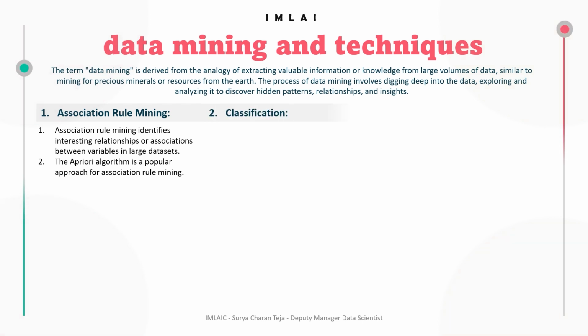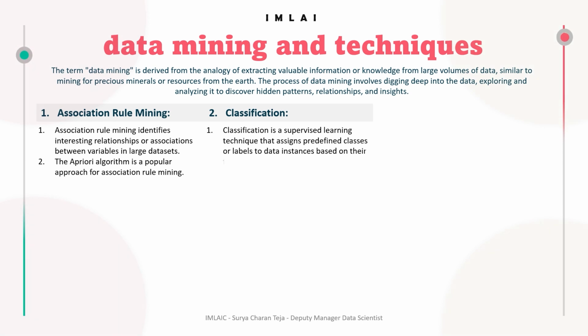Then the second technique, or the second task that we can do here, is classification. In machine learning, classification is a supervised learning technique that assigns predefined classes or labels to data instances based on their features. It builds a model using a training data set with labeled examples and then predicts the class labels for unseen instances. Examples of classification algorithms include decision trees, logistic regression, and support vector machines (SVM).